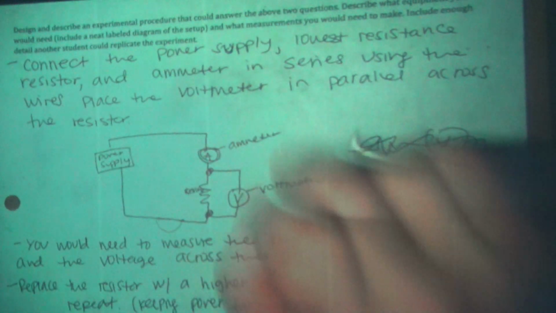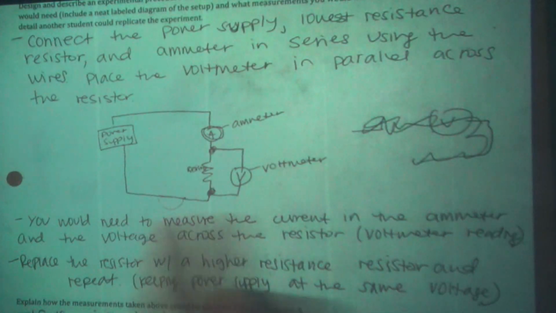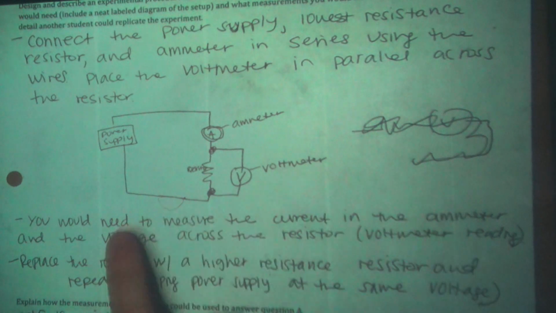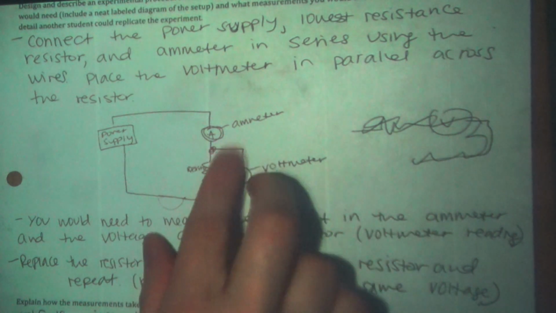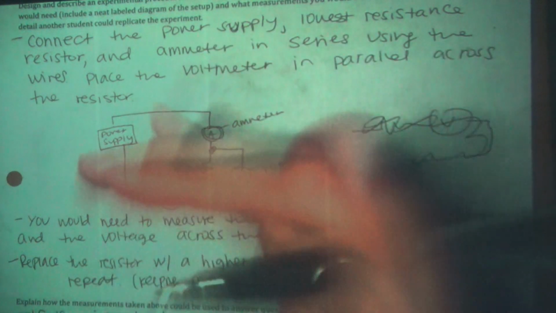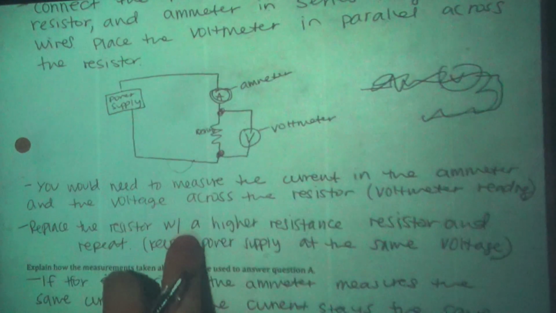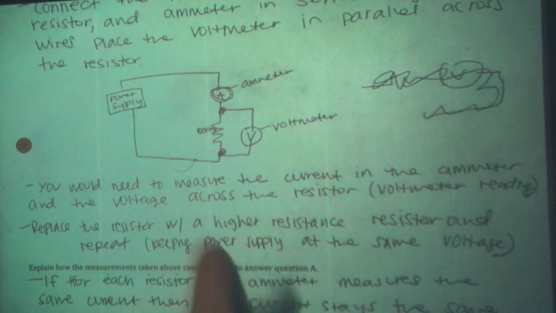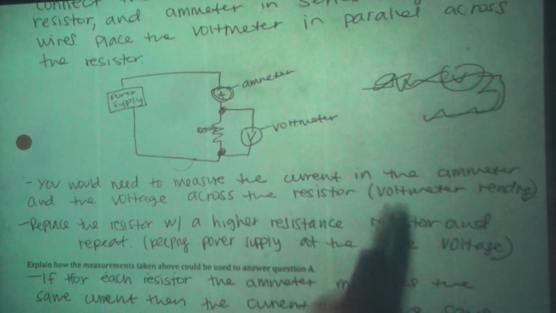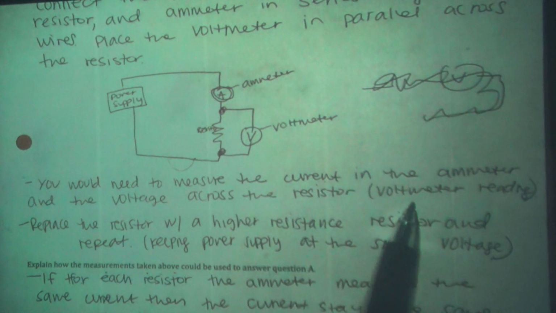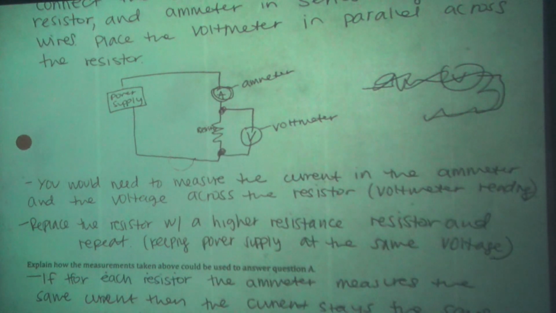Okay. And then you would need to measure the things you're going to need to record. You need to measure the current that the ammeter reads and the voltage across the resistor, which is what the voltmeter reads. So those are the two things you need to record. And then what you're going to change is, we're going to replace the resistor with a resistor of higher resistance, and then again repeat. So put in a new higher resistor, measure the current and the voltage there. Okay, put in another resistor, measure the current and the voltage there.